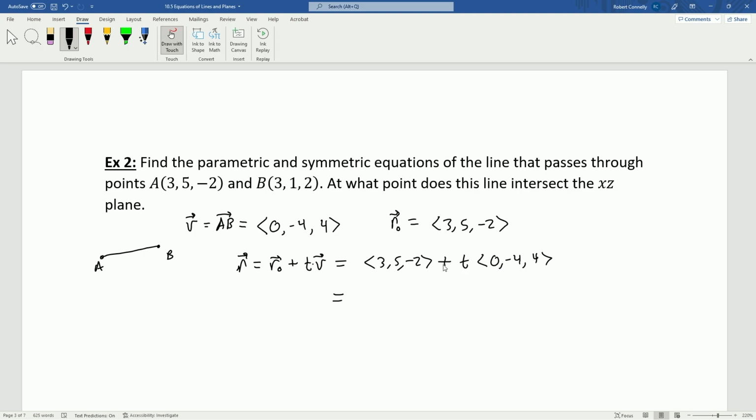And so here we get 3 plus T times 0, so that's just 3. 5 plus T times negative 4, so that's 5 minus 4T. And here we've got negative 2 plus 4 times T. So that leads us to the following parametric equations.